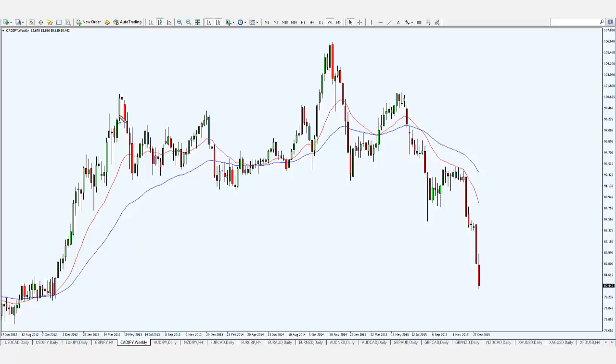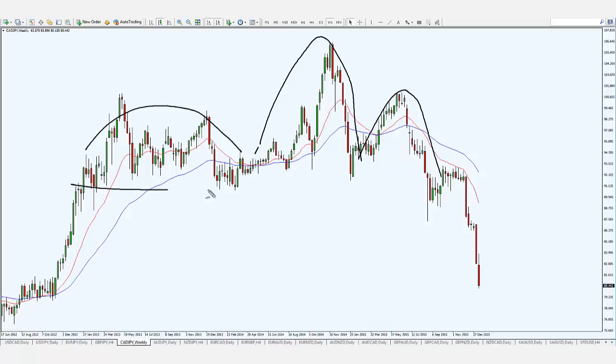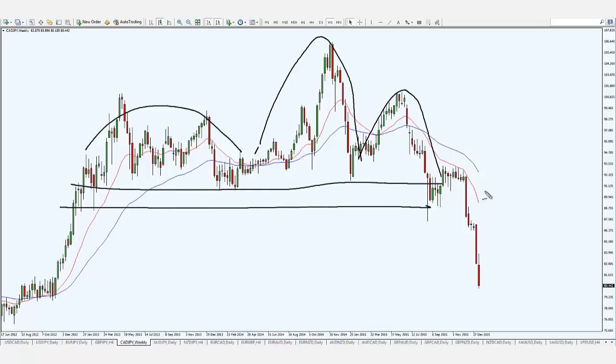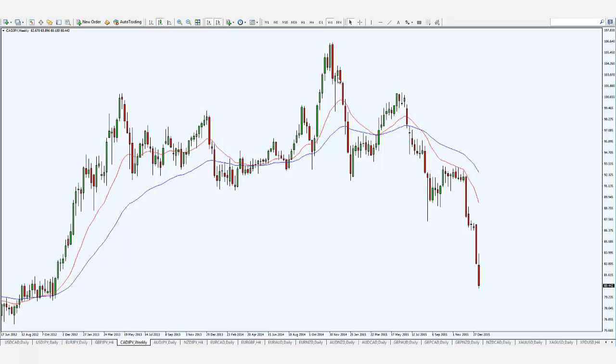Look at the grand scheme of things. We have this massive head and shoulders pattern. This is the left shoulder, this is the head, the right shoulder, this is the neckline, and it basically trades lower after which. So I wish I got short somewhere here, but the thing is, I didn't get short. So let me share with you where I got short instead.